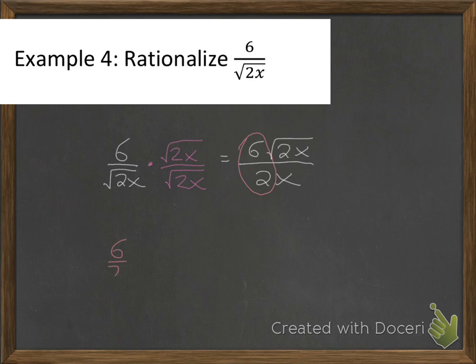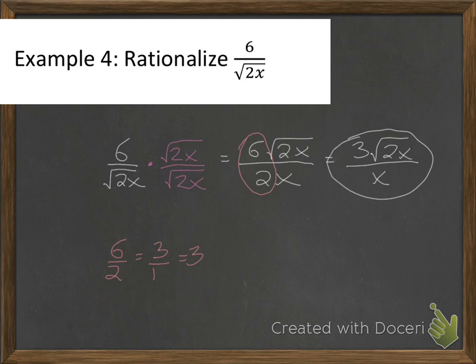Well, 6 divided by 2 is 3 over 1, or just 3. So anytime we can reduce a fraction, we must do that, or else we're really not writing our answer in simplest form, and the practical upshot of that is that you would lose points on an assignment. So our final answer, remember 6 divided by 2 is 3, so our final answer is 3 square root of 2x divided by x. X, again, is, by definition, we're going to assume that it is a rational number.